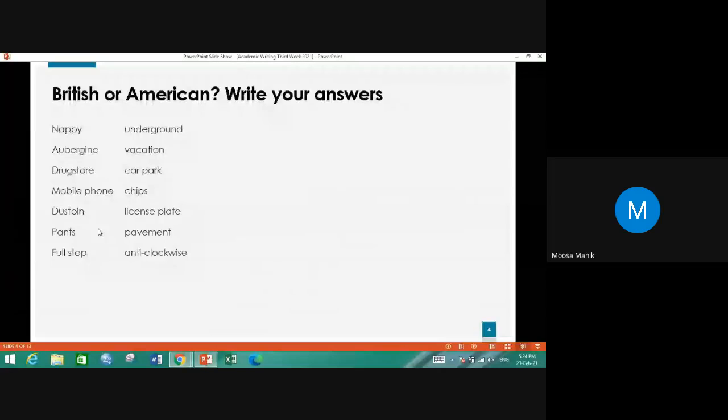Period. Okay, and underground. Where is this? Underground. Is it American? British. Underground is British. And what is the equivalent for underground in American? Subway. Yeah, very good. Vacation? I'm going on vacation. British. Vacation is British. And what about the American equivalent for that?